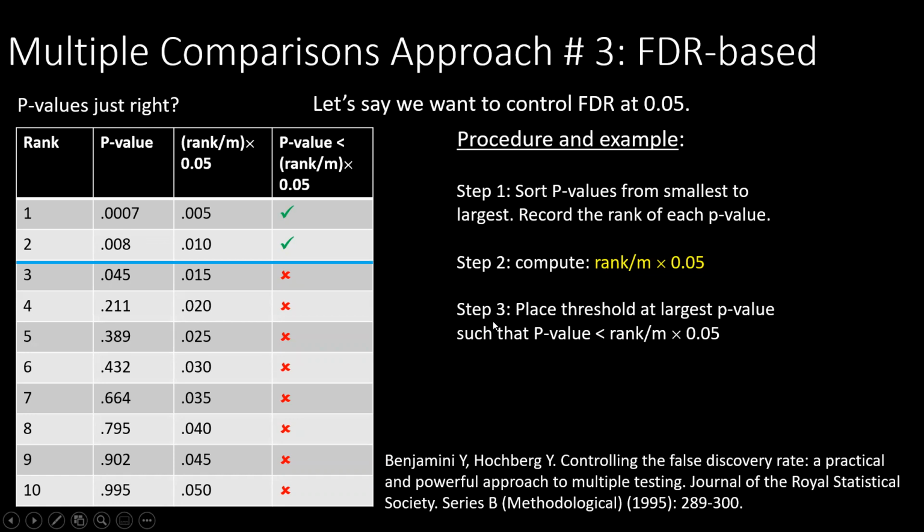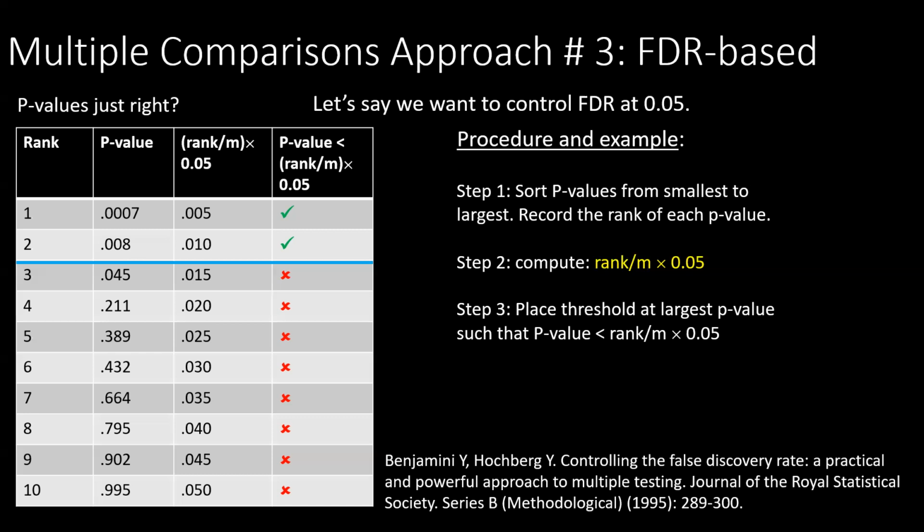And then step 3 is to compare your p-value to this intermediate calculation. You draw your threshold at the largest p-value such that the p-value is less than the rank divided by m times the threshold. So if we were to do this example and try to declare what would be statistically significant controlled at an FDR of less than 0.05, it would be those first two p-values. And so the largest one that satisfies our criterion here would be a p-value of 0.008. So that's step-by-step how you would do the FDR, but you would do it with a lot more tests.